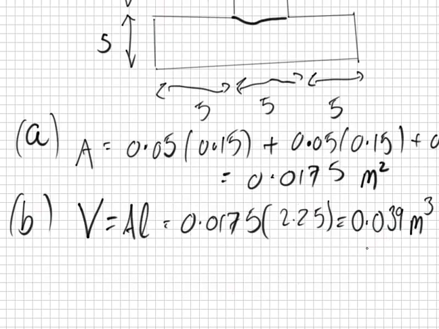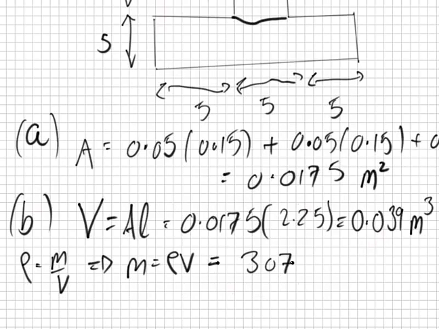So we can say density is mass over volume. So therefore mass is density by volume. So we have the density and we have the volume now. The density is given as 7,800. So when you multiply those two numbers, 307.125. So if you want 307 kilograms. Oh, good. He says to show that.